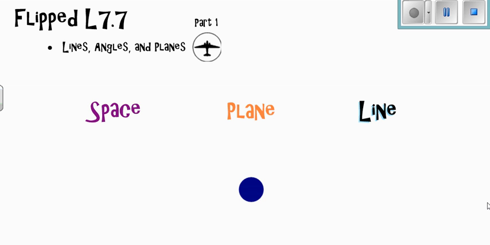And that's where we get these different terms, right? We have this wonderful dot here, which we call a point. And a point really doesn't have a dimension. It doesn't really fit on any plane. It can be anywhere, everywhere at the same time. So it's not really in a dimension.